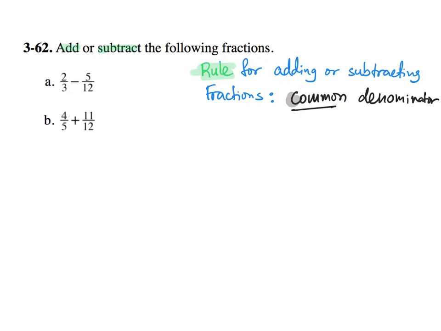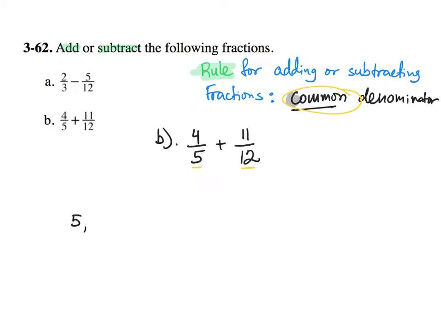So in this video, I'm going to do problem B and leave some space on your paper so you could do A after you get help with B. So I'm going to write it down: 4/5 plus 11/12. Looking at the denominators, I have a 5 and a 12, and they're not the same. And remember, we want them to be common. So we want to find common multiples of 5 and 12, and then see which one is the least common.